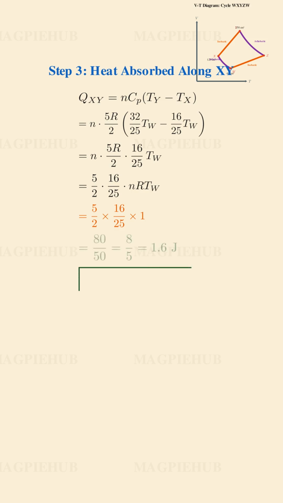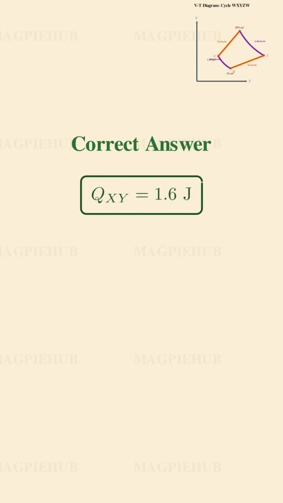We are given that nRTW equals 1 joule. Substituting, Q equals 5 over 2 times 16 over 25 times 1, which is 80 over 50, equal to 1.6 joules. The correct answer is 1.6 joules. This is the heat absorbed by the monatomic ideal gas along the isobaric path from X to Y.